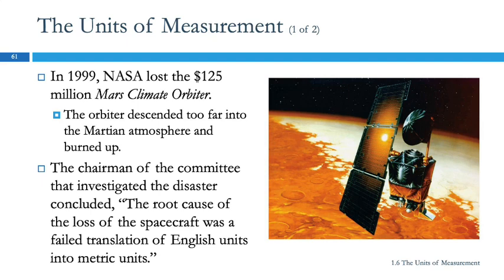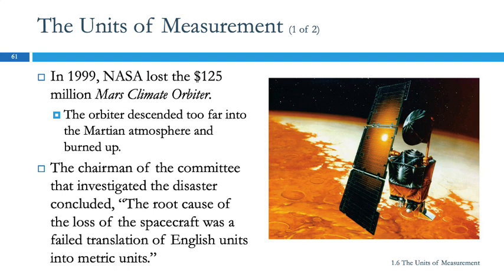So in 1999, NASA lost the $125 million Mars Climate Orbiter. What happened is it descended too far into the Martian atmosphere and burned up. So of course there was an investigation. The conclusion was the root cause of the loss of the spacecraft was a failed translation of English units into metric units. Somebody was doing calculations with inches, and somebody else was doing centimeters, and they didn't communicate.